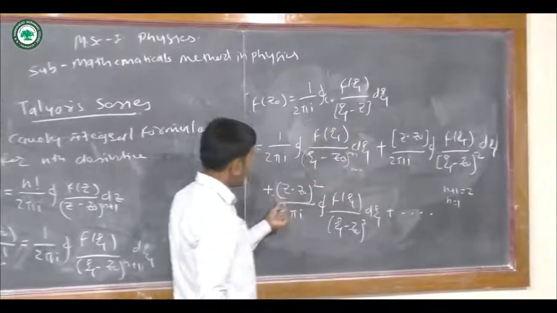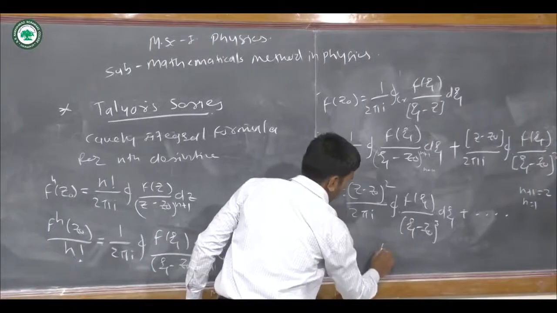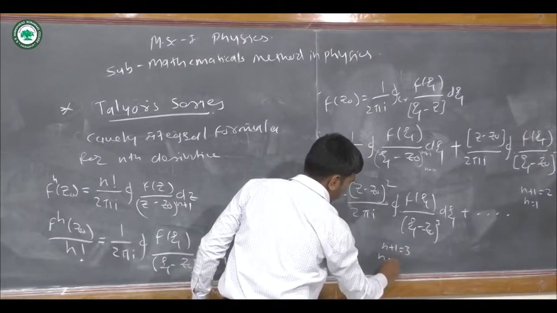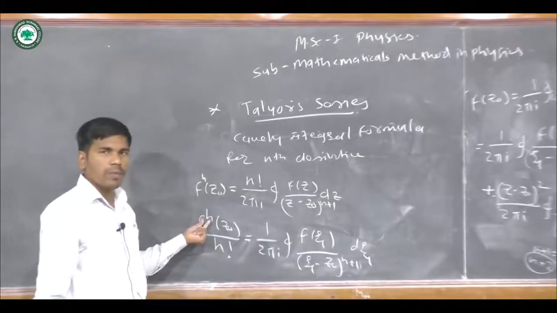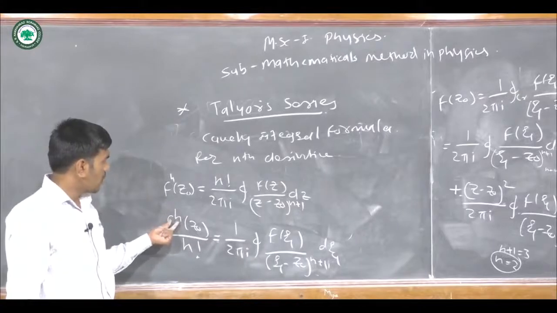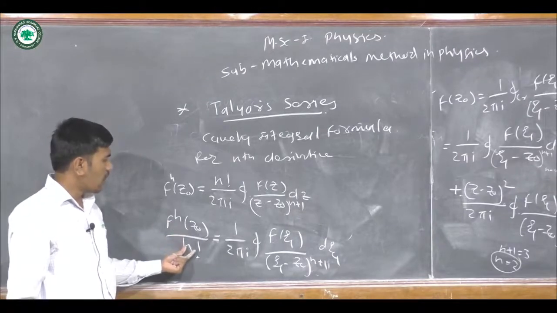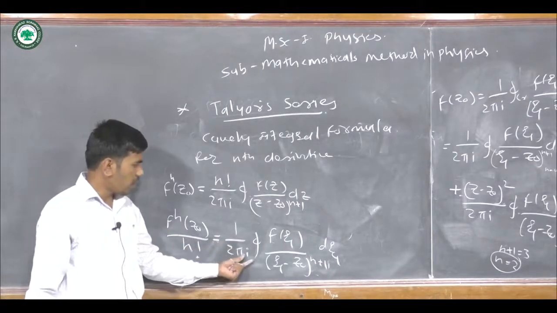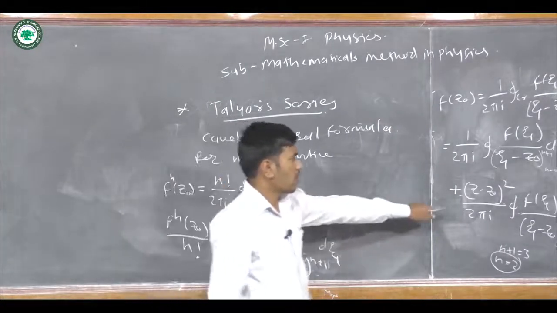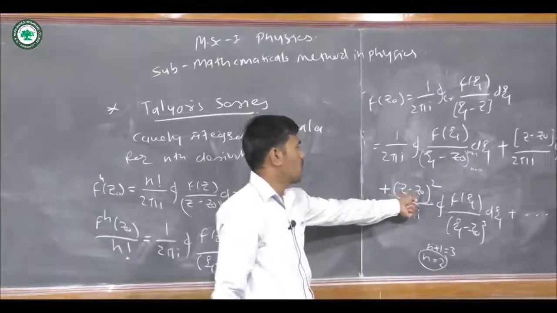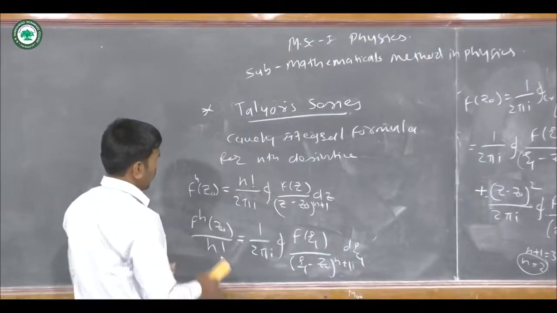Okay, now for this term, if here the power is 3, so n plus 1 is equal to 3, so n is equal to 2. So we can write this n double prime for the second order derivative, so here f double prime z naught divided by 2 factorial is equal to 1 by 2 pi i integral f of psi over psi minus z naught power 3 d psi, and this is the expression. We take the common factor, that is z minus z naught. So now I am rewriting by using this formula.